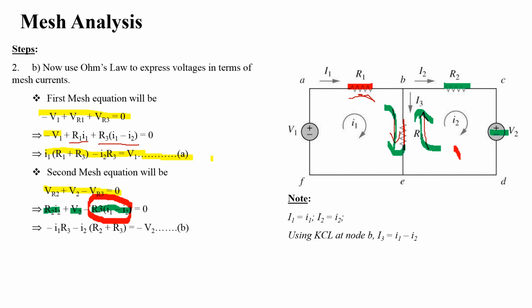So when we are taking loop 2, the reference current is positive. If we are taking loop 1, the reference current is positive. So here there is a little mistake: the voltage VR3 is basically equal to R3 into I2 minus I1. Now simplifying these equations, we will get minus I1 into R3 plus I2 into R2 plus R3 is equal to V2. You can simplify that equation using these values.